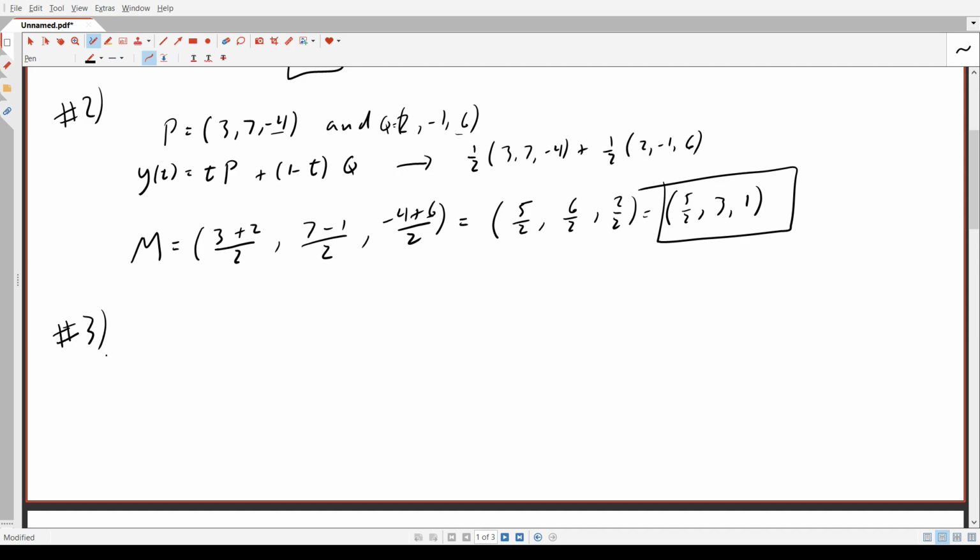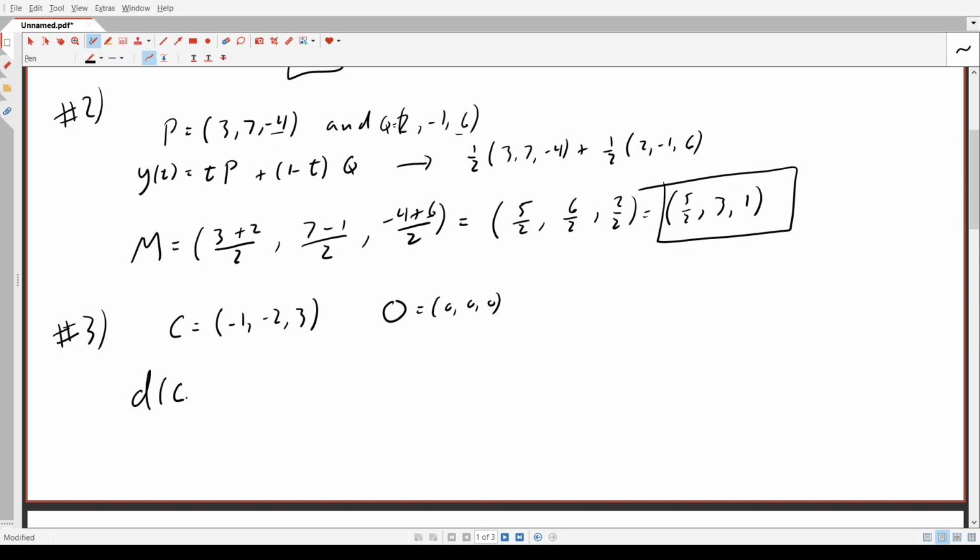Number 3. An equation for the sphere centered at, so C is (-1, -2, 3). So that's the center. And passing through the point (0, 0, 0). So we know that the point, I'll call it O, is on the surface of the sphere. Okay, so to get the radius, all we need to do is find the distance from the center to this point on the surface, because that has to be the radius. And then we can just write down the equation right away.